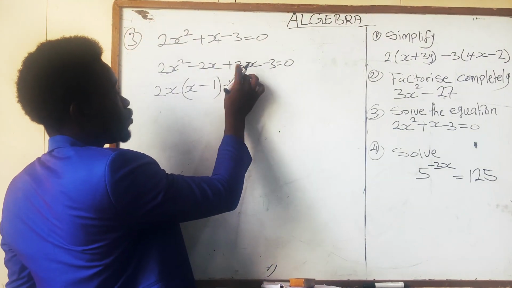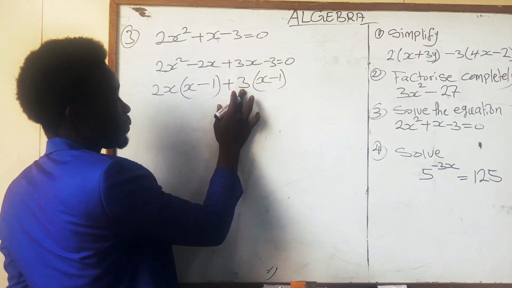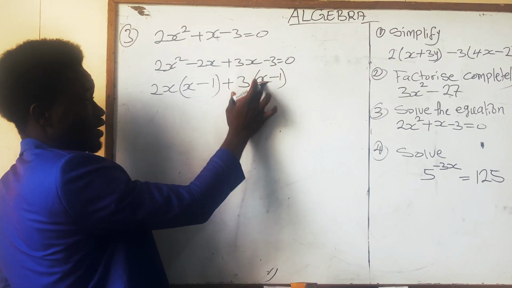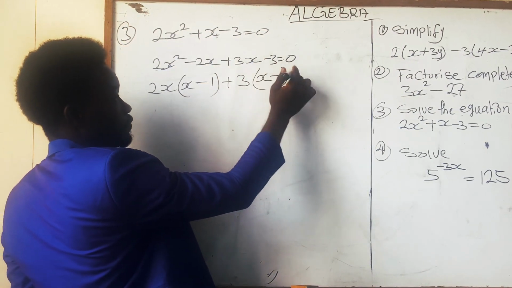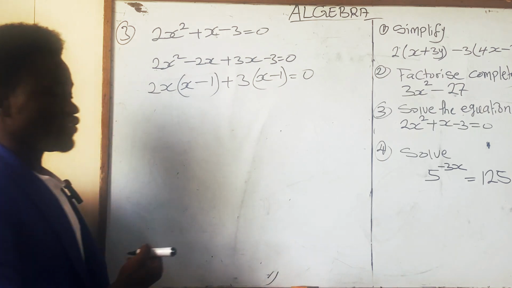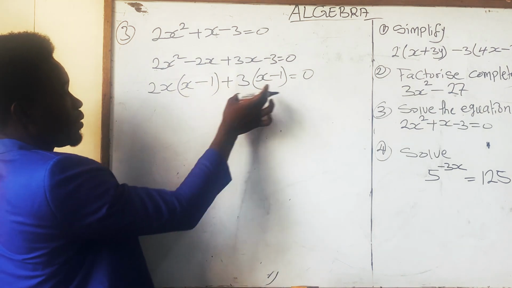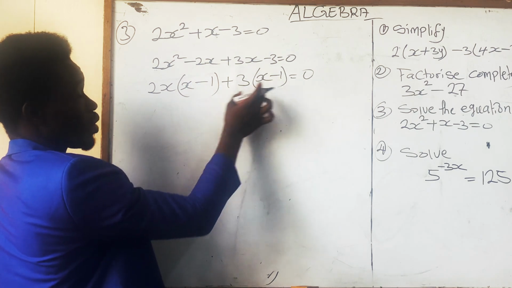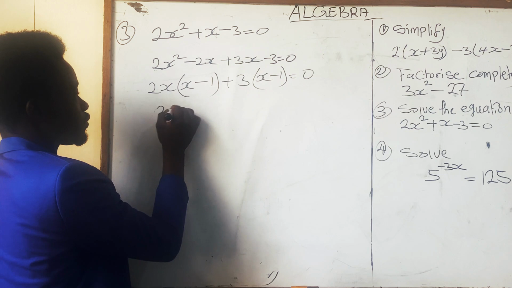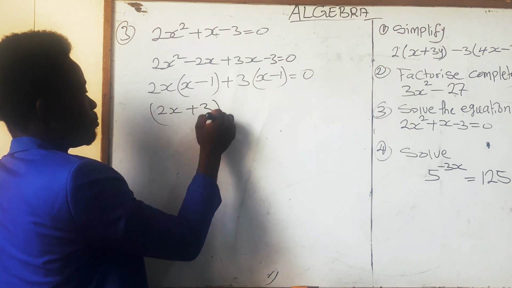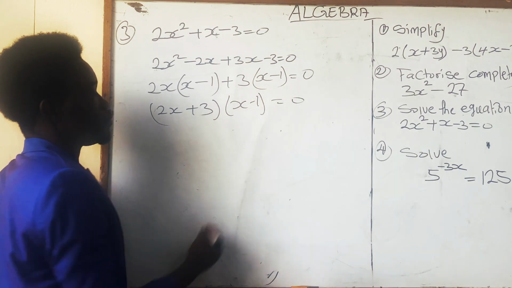Plus, here we have 3, so I can factor the 3 out. We have x minus 1, such that when I pick 3 times x, I'll get 3x. When I pick 3 times negative 1, I'll get negative 3. And this is equal to 0. Okay? I can go ahead. These brackets are the same, so you can repeat only one of them, and then write their factors. So I have 2x plus 3 multiplied by this. This is equal to 0.